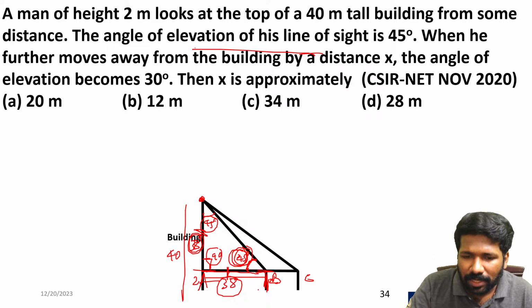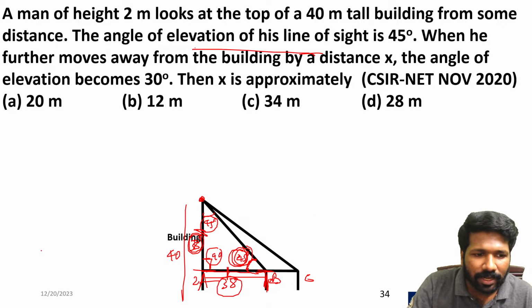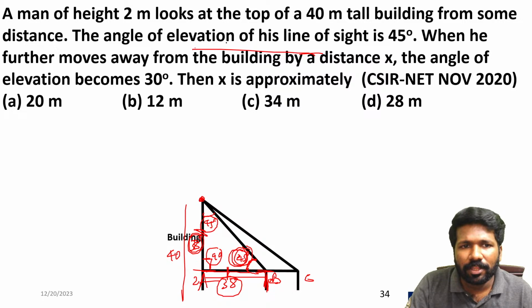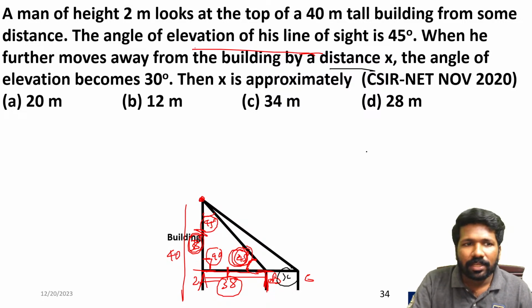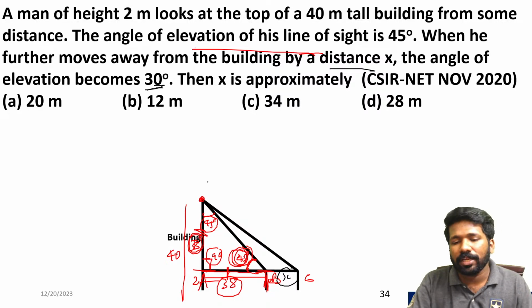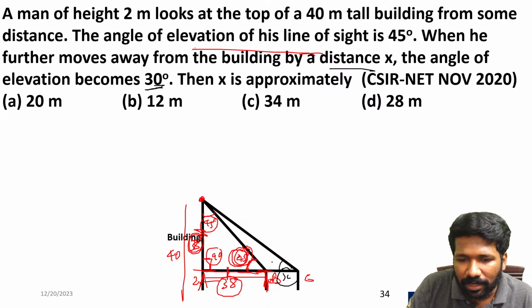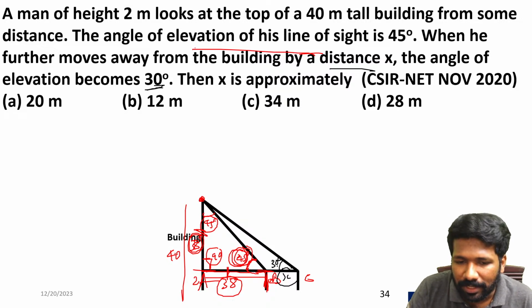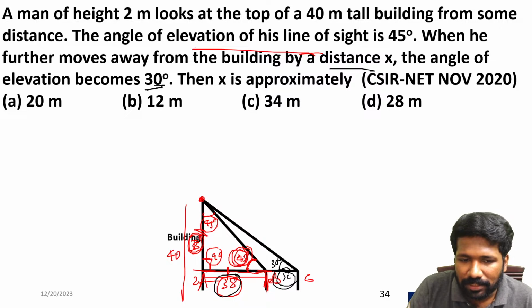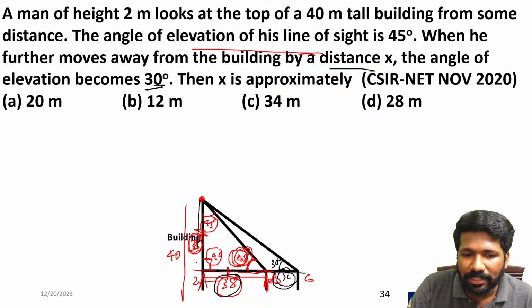Now if AB is 38, the next sentence the question is saying is, when he further moves away from the building by a distance x, if this is x, the angle of elevation becomes 30 degree. So then this angle will become 30 degree. Then x is approximately? So 38 plus x will be this AC length, and this length is 38. I will call this D.